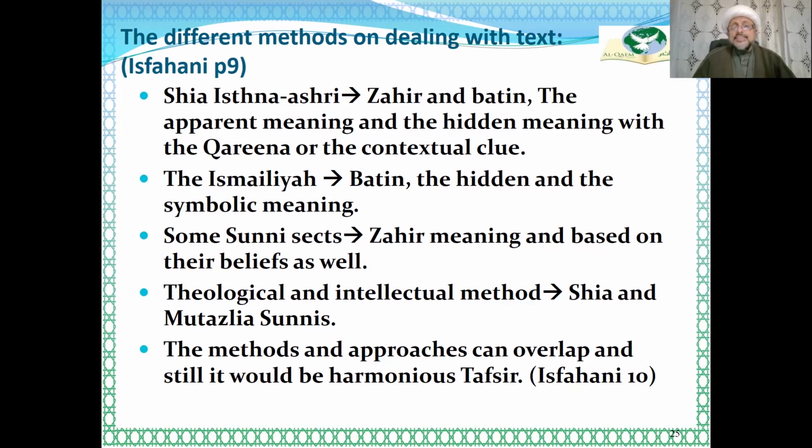So that is Ithna Ashariya, Shia Ithna Ashariya. Then Ismailiyya, many of them are called Batiniyya. Now Ismailiyya, maybe their firqa, Isfahani says that they took the Batini meaning, the hidden, and symbolic meanings, not just the hidden, but symbolic. What do they mean by symbolic?